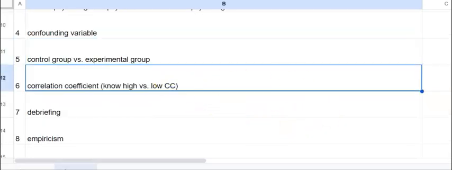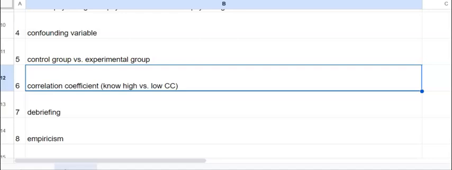A correlation coefficient is represented by the variable R, and that is how we measure the strength of a relationship between two variables. It would be represented between the numbers 0 to -1 for a negative correlation and 0 to +1 for a positive correlation.